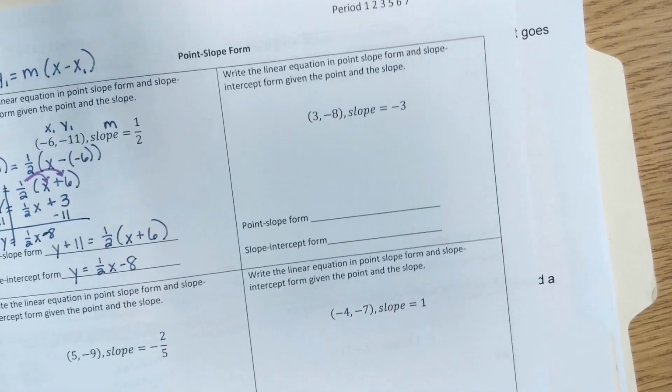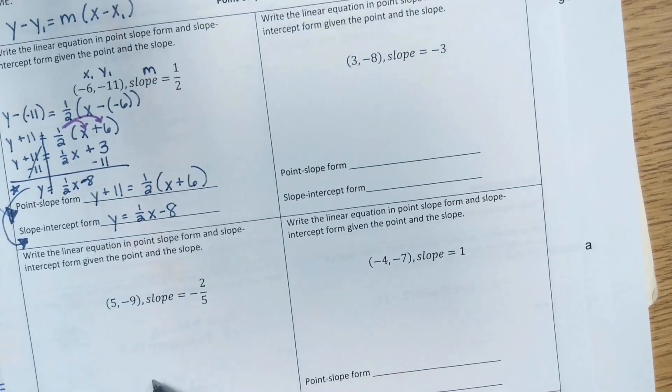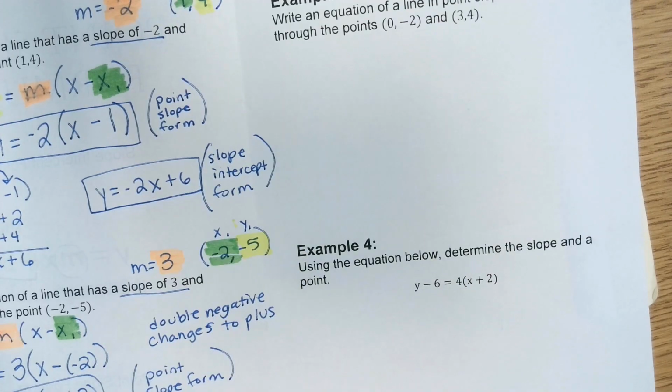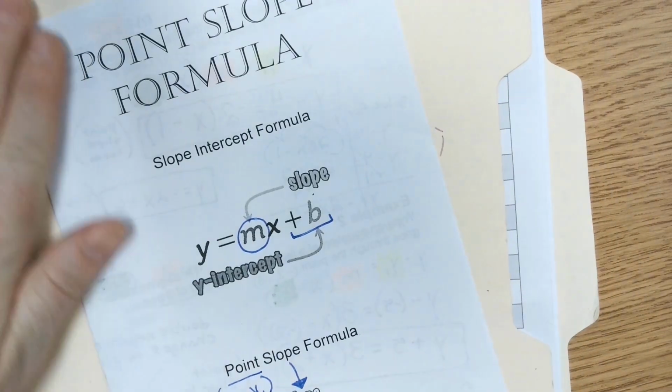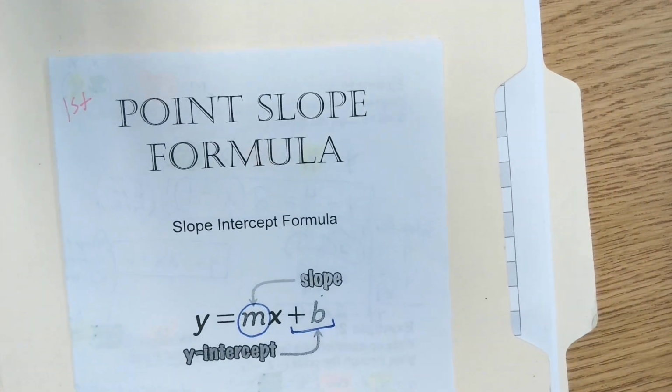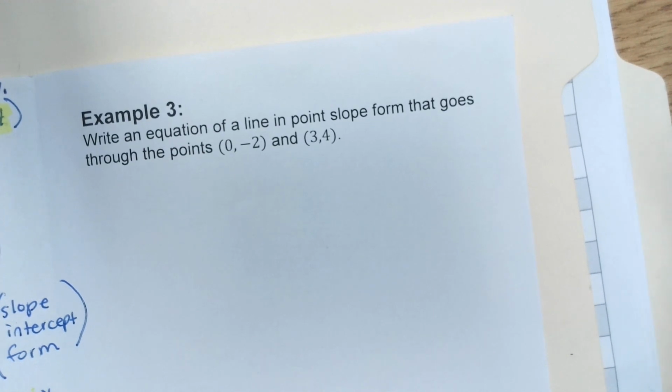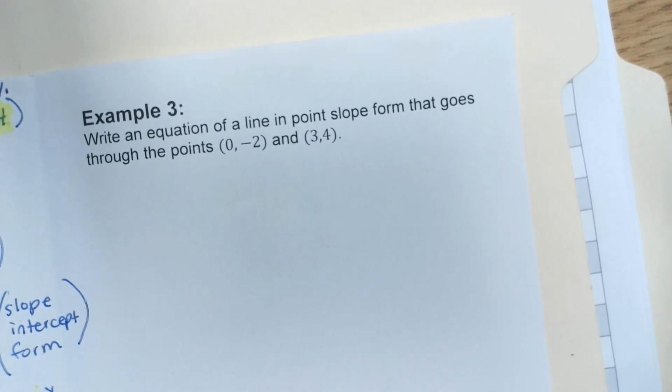Okay, hopefully you have had time to do these 3. We're going to put our notes, our worksheet away and look at the notes from yesterday that look like this. And we need to finish examples 3 and 4. So let's start with 3. It says write an equation of the line in point-slope form that goes through point (0, -2) and (3, 4).